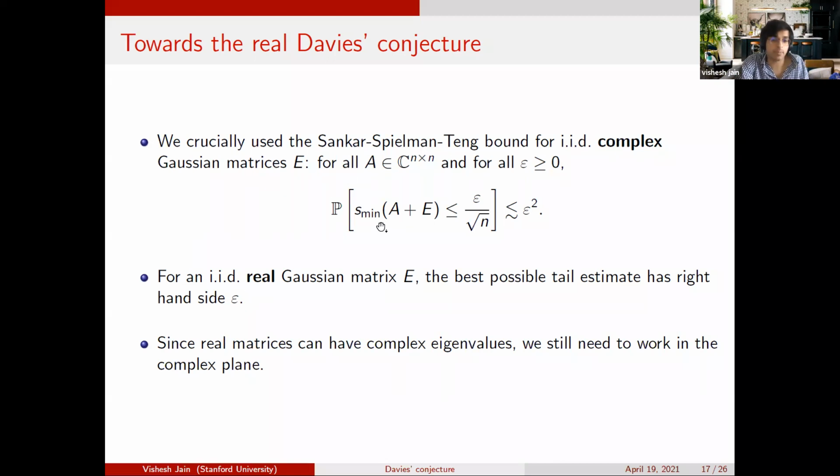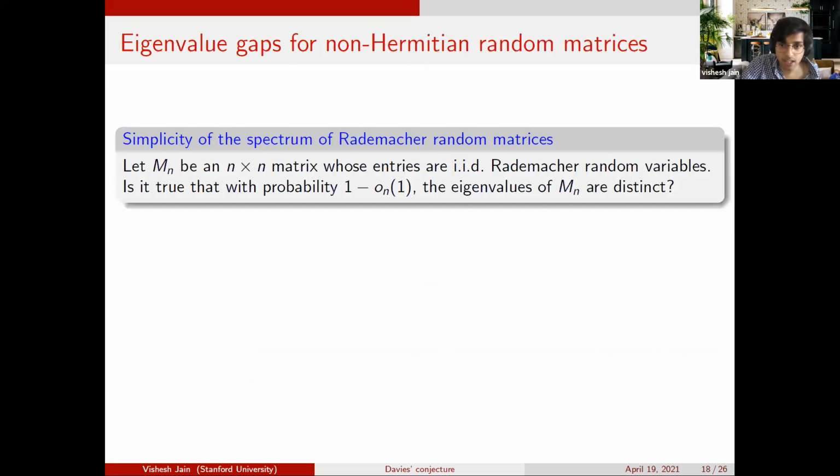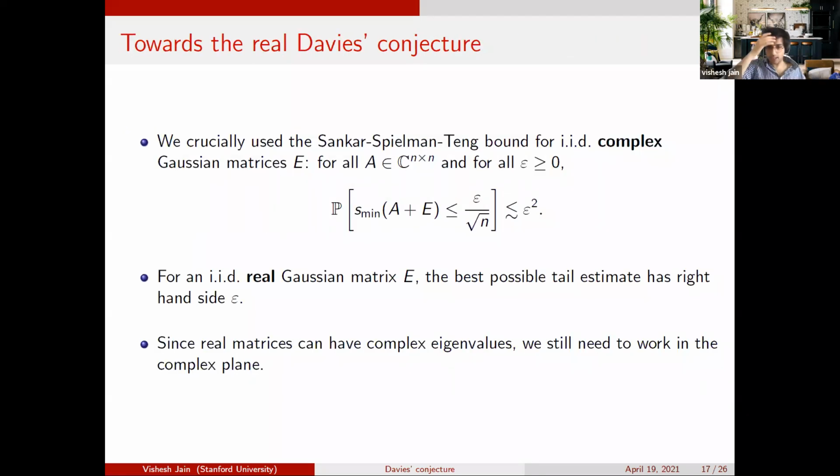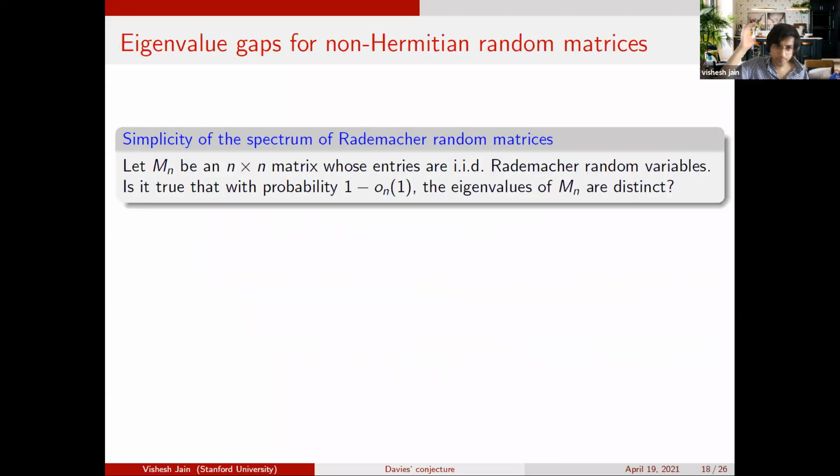the singular value tail estimate only has an epsilon, right? Okay, so the question is, what do you do here? Luckily, this is a problem which also shows up in other contexts, and something had been studied here. This seems totally unrelated, but I assure you it's not. So let me talk about a seemingly unrelated question, which is: if I give you an n by n matrix whose entries are i.i.d. Rademacher random variables, right?